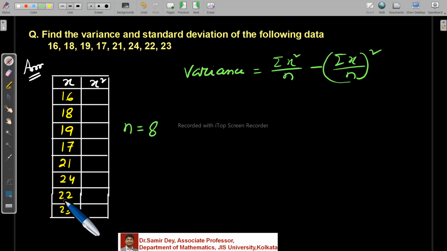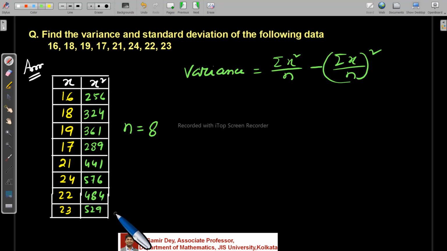Now this is your x, and this is your x square. 16 square, that is 256. 18 square, 324. 19 square, 361. 17 square, 289. 21 square, 441. 24 square, 576. 22 square, 484. 23 square, 529.